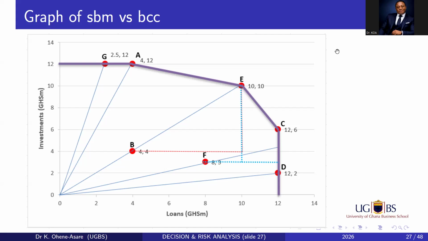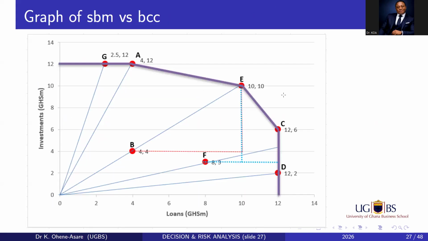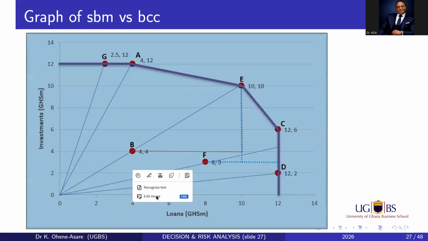How do we determine the efficiency? Now, we're going to run this in R for you to recognize something very, very profound. First of all, remember that efficiency can be determined as the distance to the frontier divided by the distance to the firm. So if I want to find the efficiency of B, for example, the distance to the firm is 4. The distance to the frontier is 10. So what will be the efficiency score of B?